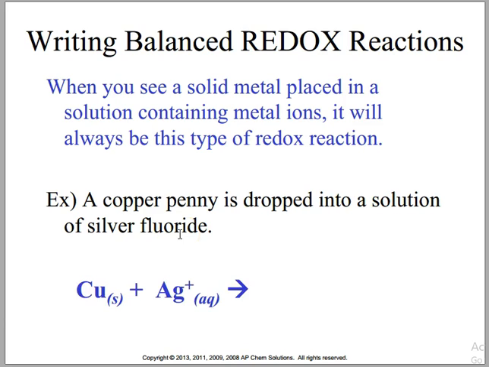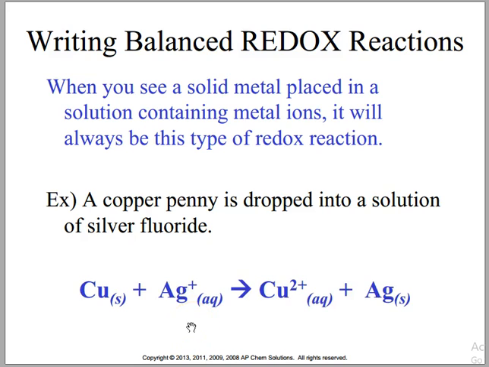So we'd write the copper penny as a solid. Silver is the cation. Silver is one of the transition metals that always only has a charge of +1. Okay? And the copper solid will be oxidized. It will lose the electrons, and the silver ion will be reduced. It will gain those electrons, and then make sure that we balance it, because the charges and the atoms need to be balanced.